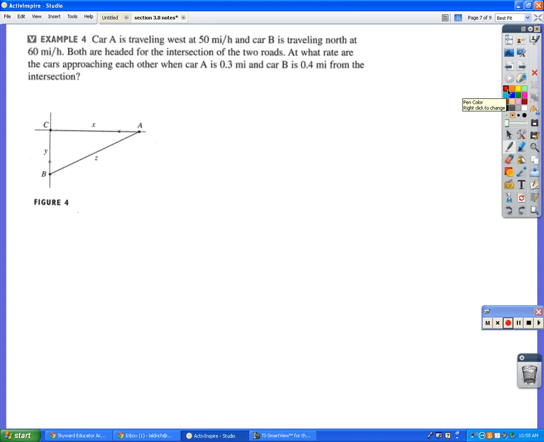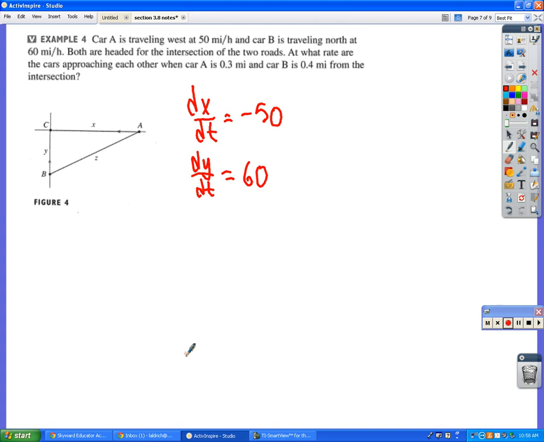Car A is traveling west at 50 miles per hour. It's a rate of change. So car A is traveling west, so that's going to the left, so that's going to be negative. The dx/dt is negative 50. Car B is traveling north at 60 miles an hour. North-south is y, so dy/dt equals 60.